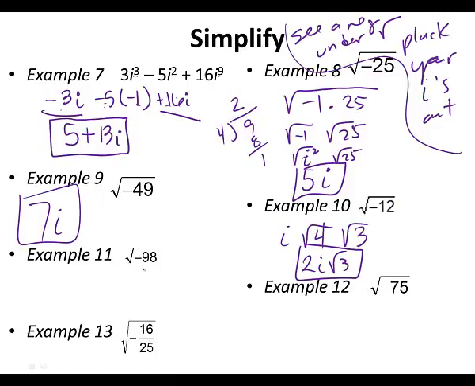All right. Example 11. This is my favorite number, the square root of 98. I'm not sure why, it just is. Okay. So when you see a negative under the radical sign, what do we do? Pluck your eyes out. Okay, now we're going to go down our square number list. Does 4 divide 98?